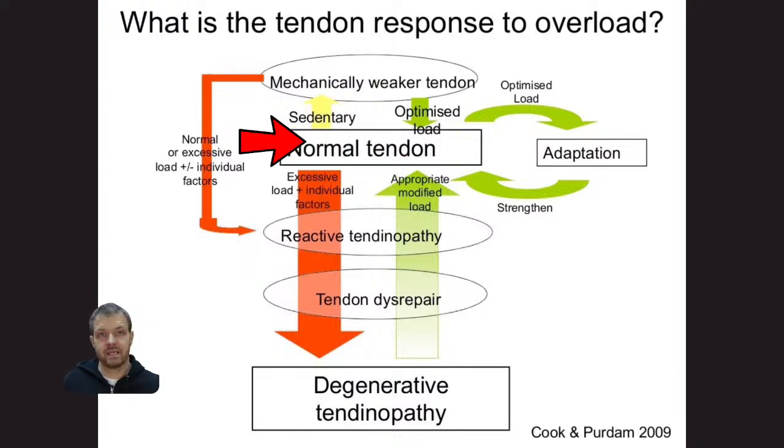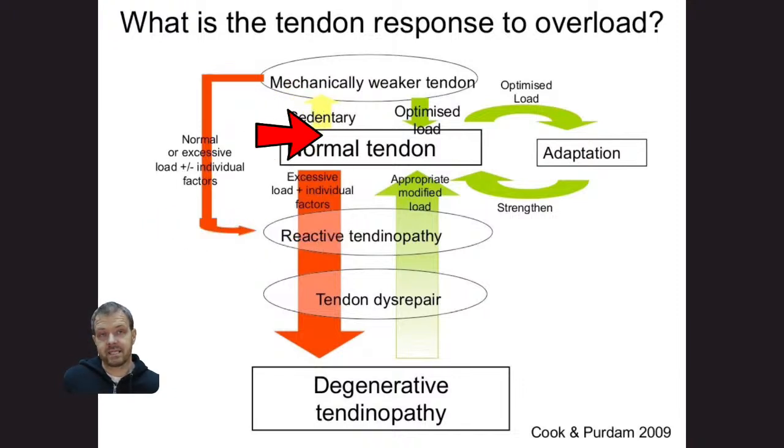Then we've got a problem here where I haven't done anything for ages, so I've been sedentary. We've got a mechanically weaker tendon, and then normal loads make it reactive. So we want to stay out of this loop. If you've been sedentary for a while, and you do too much, not even too much, just what's considered normal, especially someone who's used to exercising, maybe they've been injured and then they just think, right, I'm going to go back to where I left, and they don't build it up again. That's when you get this kind of problem.